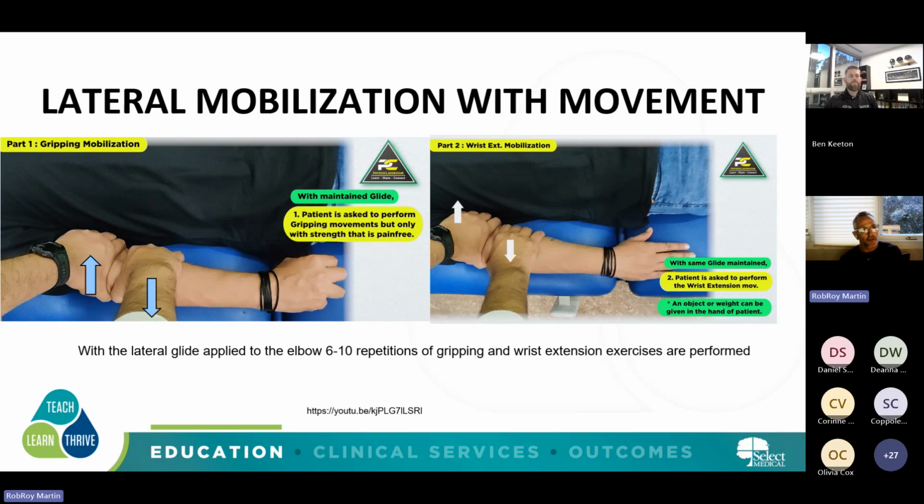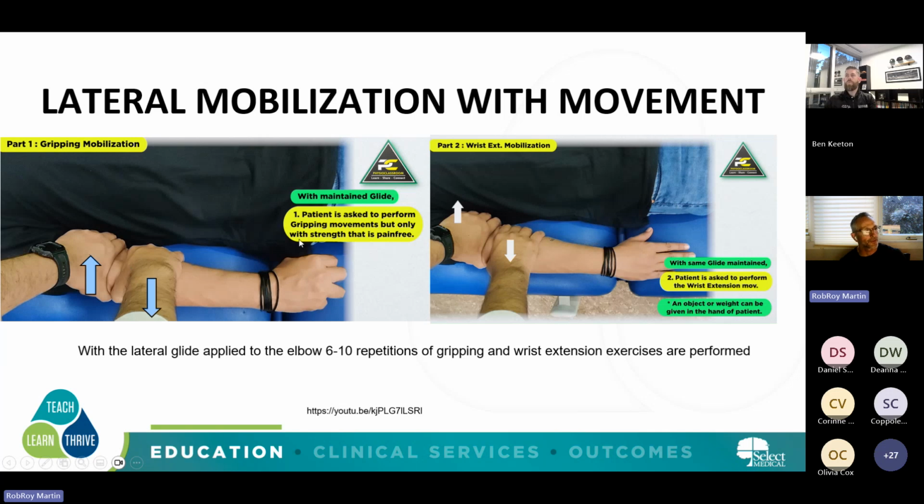So if we're trying to do some varus gapping, we're actually trying to mobilize the radial humeral joint. And I think that this lateral mobilization with movement is trying to accomplish something similar. So here, where the mobilization with movement is as described in this slide, you're having the patient perform a gripping activity as you're performing a lateral glide to the elbow. So to me, one of the things we're trying to work on is mobilizing that radial humeral joint with either lateral or varus glide.